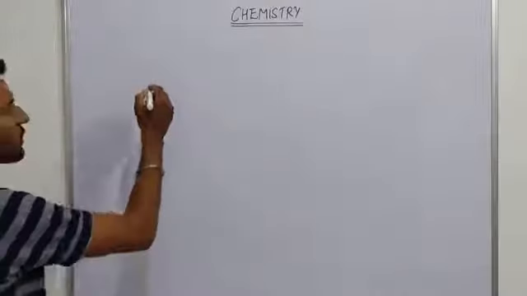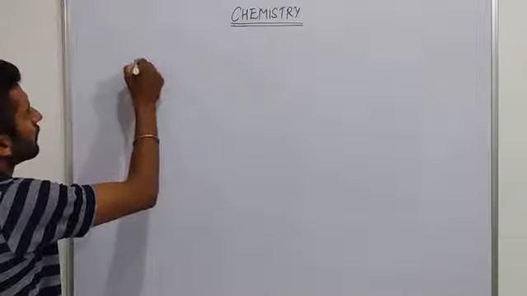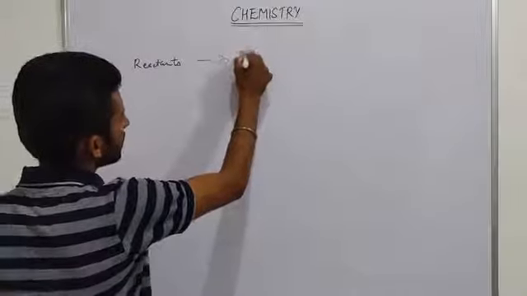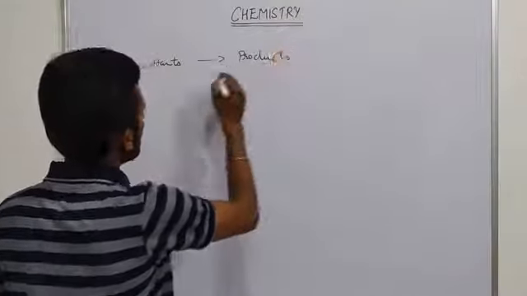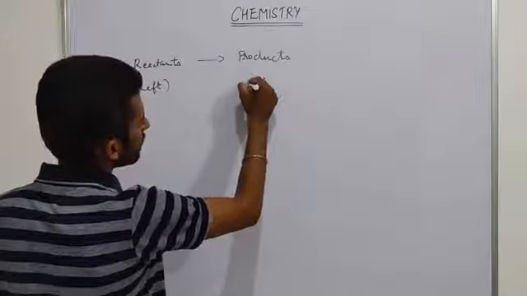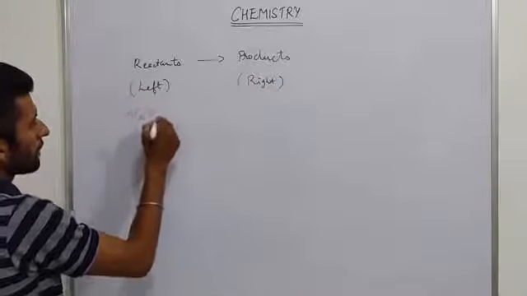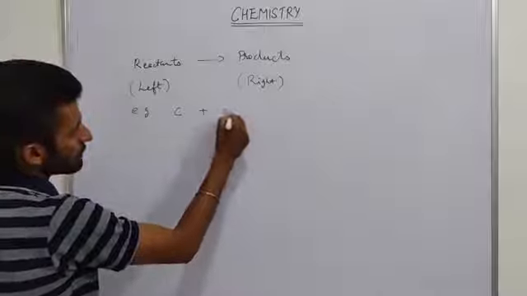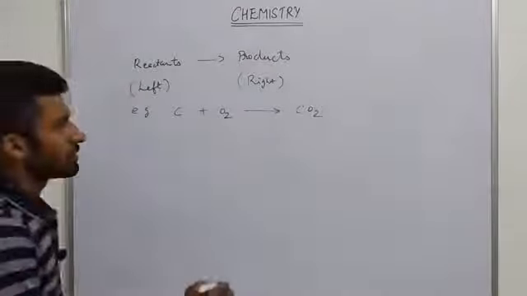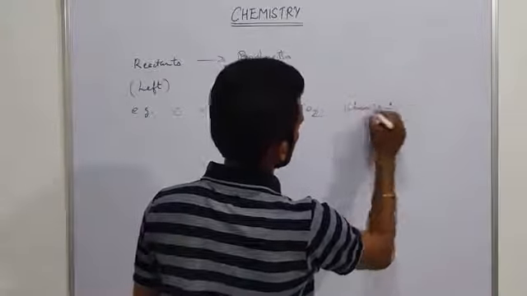Okay, so chemical equations represent the change of reactants to products. Always remember, reactants are written on the left hand side, and products are always written on the right hand side. Like example, carbon when combines with oxygen, there is formation of carbon dioxide. So this equation represents a particular chemical equation.